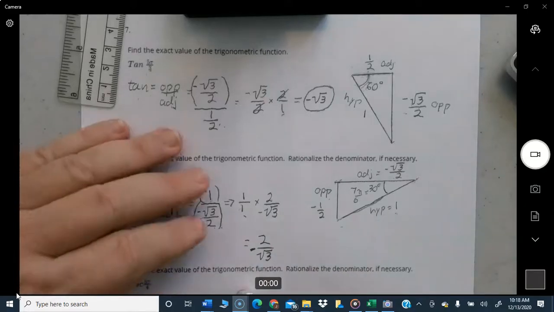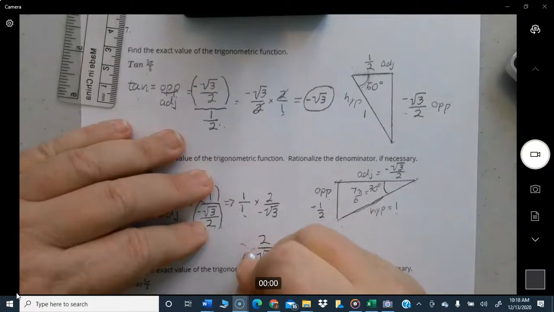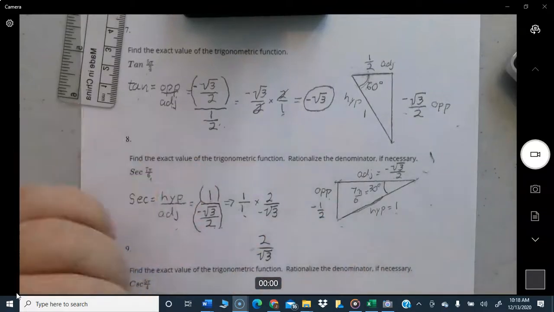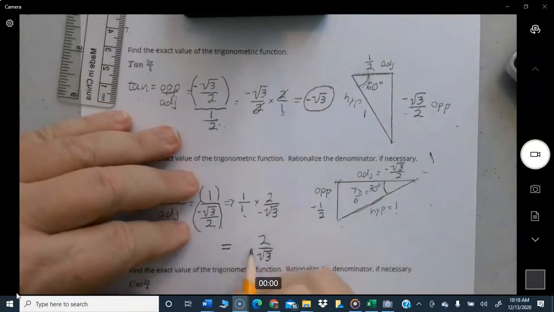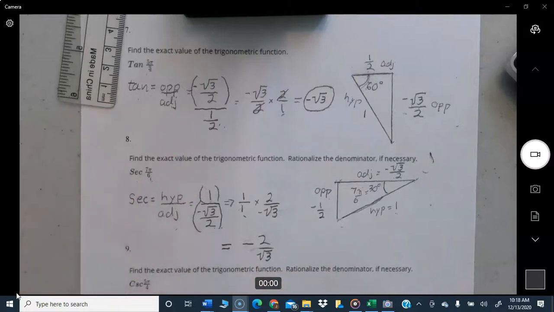Okay, so that's what that looks like. Let me just give that a little more space so it's a little clearer. Doesn't matter where you put the negative sign. Now, rationalize the denominator means you can't have a root like that in the denominator. The square root of 3 is an irrational number. It's 1.71 and then goes on forever, one of those numbers that goes on forever. You're not supposed to have an irrational number in the denominator of a fraction.